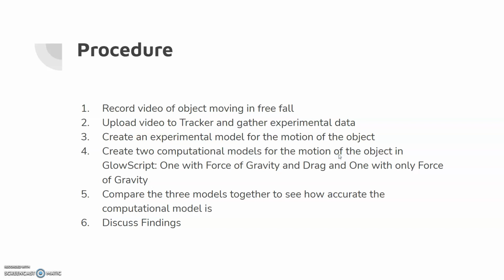The procedure of this lab was to first record a video of an object moving in freefall, upload that video to Tracker and gather experimental data, then create an experimental model for the motion of the object, and then create two computational models for the motion of the object in GlowScript, one with the force of gravity and drag, and one with only force of gravity. Finally, compare all three of these models together to see how accurate the computational models are and discuss any findings.